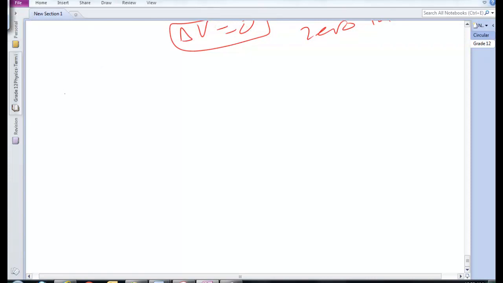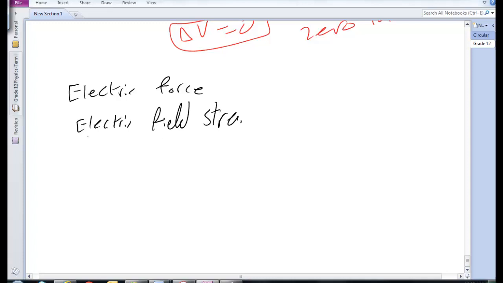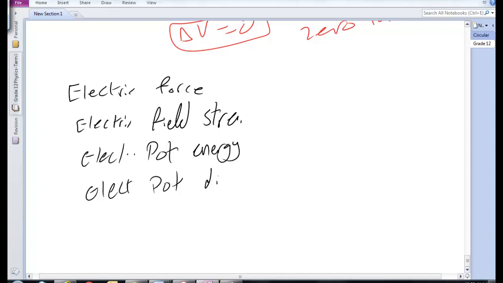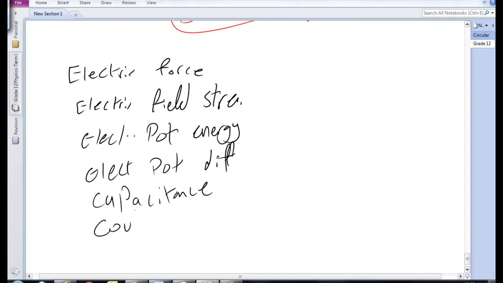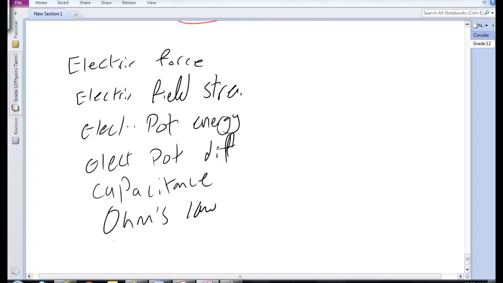Let's do this here. You have 6 physical quantities basically. First of all, you have electric force, you have electric field strength, you have electric potential energy, you have electric potential difference, you have capacitance, you have Coulomb's law, Ohm's law, and finally you have the power law.